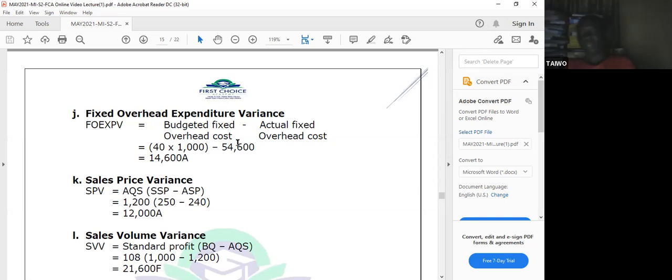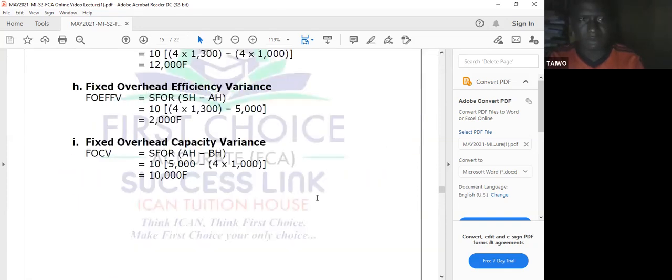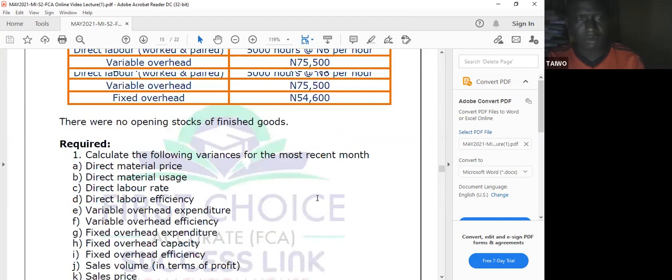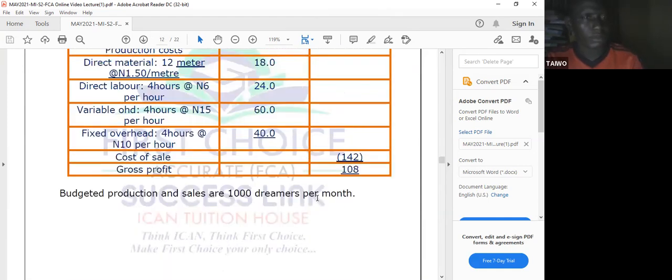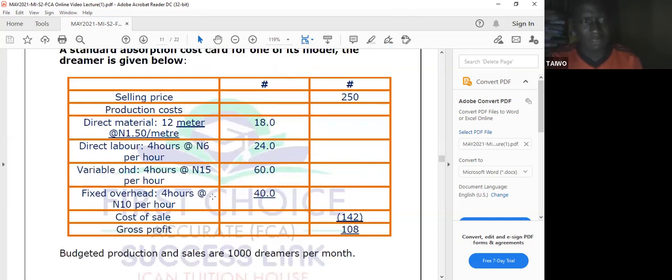The concern now is, how do you get this projected fixed overhead cost? Let us quickly look at it in the exam. In the exam, if you are looking for the projected fixed overhead cost, look at the way you look at it, please. Now, where is the fixed overhead? This is standard fixed overhead, right? And what is the cost? This 10 naira is not a cost, it's a rate, but the cost is 40 naira. It means that to produce 1 unit of that product, you will need fixed overhead cost of 40 naira. I hope you're getting me now. So this is the fixed overhead: 4 hours at 10 naira per hour, which is 40 naira.